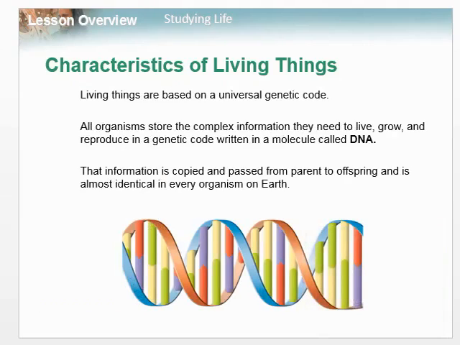Living things are based on a universal genetic code. What that means is that all organisms store their genetic information in molecules called DNA. That information is copied and passed from parents to offspring, and it's almost identical in every organism on Earth. So the DNA of a fish is actually quite similar to your own DNA. The DNA even of a tree is very similar to you. Even the DNA of a simple single-celled bacteria has many similarities because we're all based on the same code.